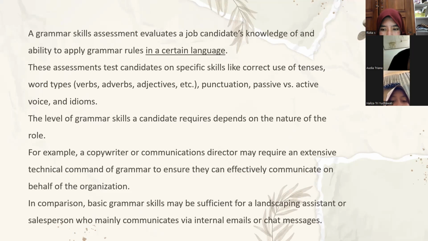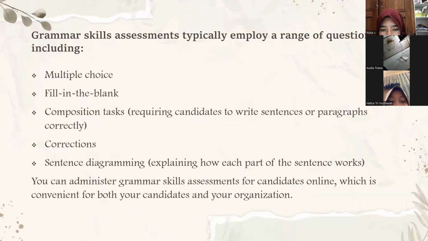For example, a copywriter or communication director may require an extensive technical command of grammar to ensure they can effectively communicate on behalf of the organization. In comparison, basic grammar skills may be sufficient for a landscaping assistant or salesperson who mainly communicates via internal emails or chat messages. Okay, next.